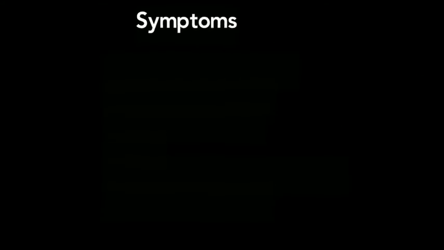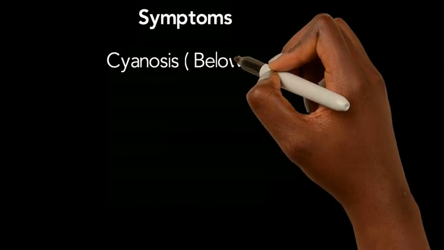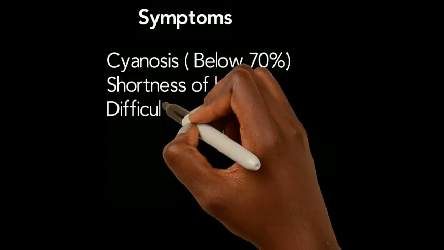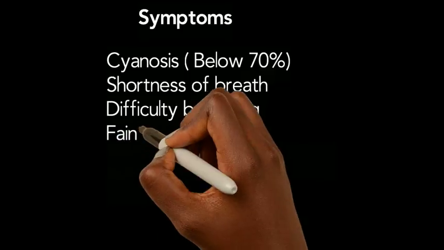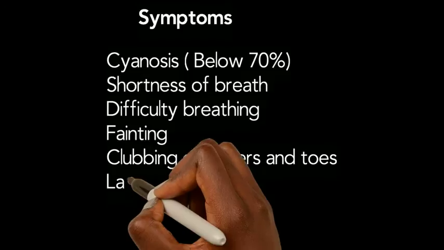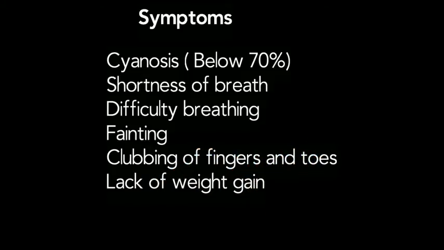Okay, so what are the symptoms of people who have this? First off, cyanosis or bluishing of the skin is when someone has an oxygen saturation below 70%. We also see shortness of breath, difficulty breathing, fainting, clubbing of fingers and toes, as well as a lack of weight gain or low birth weight.